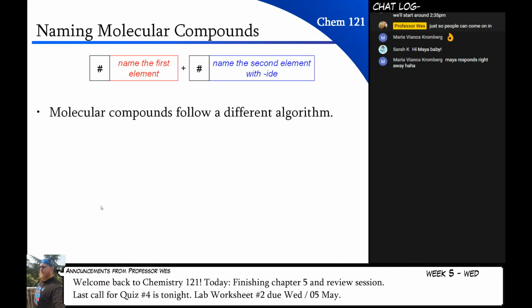So this is the slide I was expecting. On the first thing with naming ionic compounds, I gave you something that looked like this, and I was surprised I didn't see it here. So molecular compounds follow a different sort of scheme, but it's only subtly different. You'll notice that we still name the first thing, name the second thing with "ide," but instead we have this pound sign, this hashtag. What this means is we're going to add a numeric prefix, and that's going to indicate how many that we have.